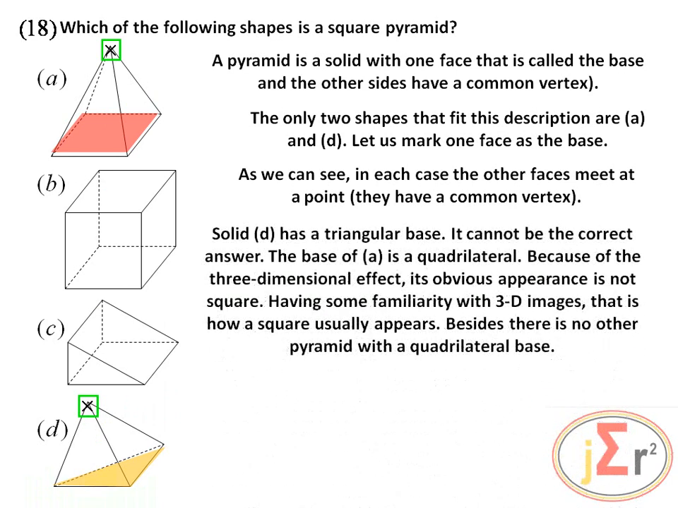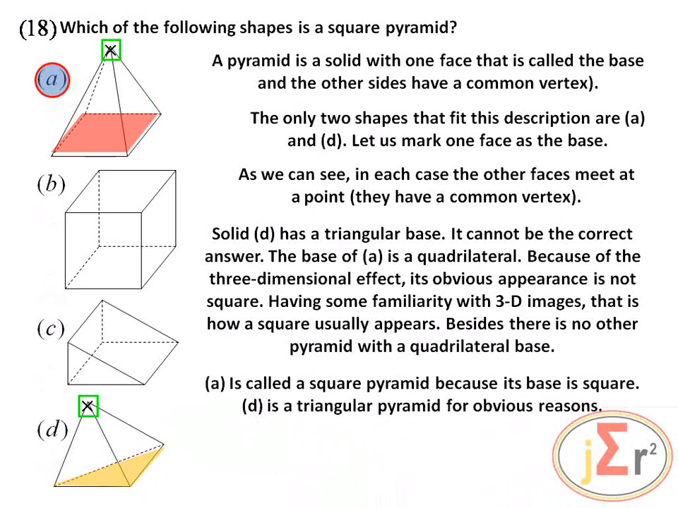Solid D has a triangular base. It cannot be the correct answer. The base of A is a quadrilateral. Because of the three-dimensional effect, its apparent shape is not square. Having some familiarity with 3D images, that is how a square usually appears. Besides, there is no other pyramid with a quadrilateral base, so we are sure that our answer is option A.